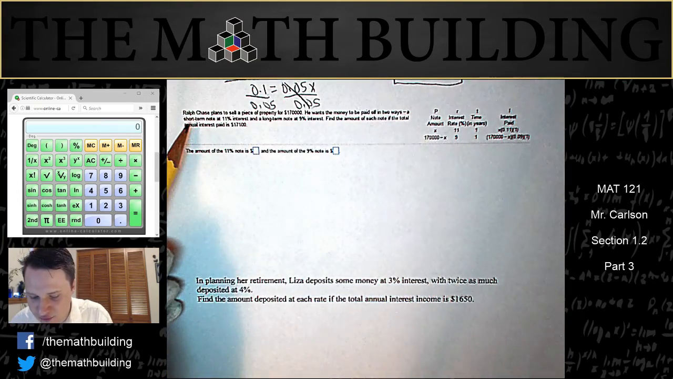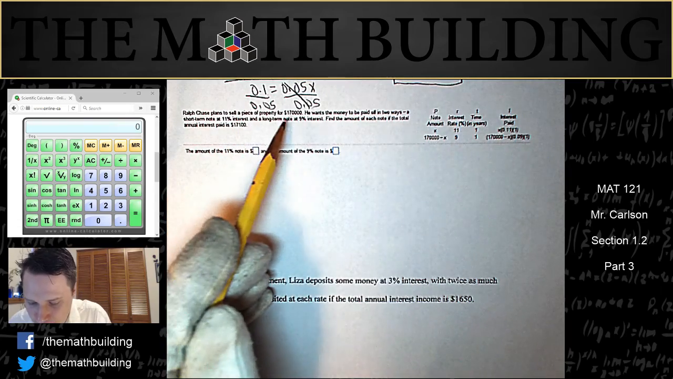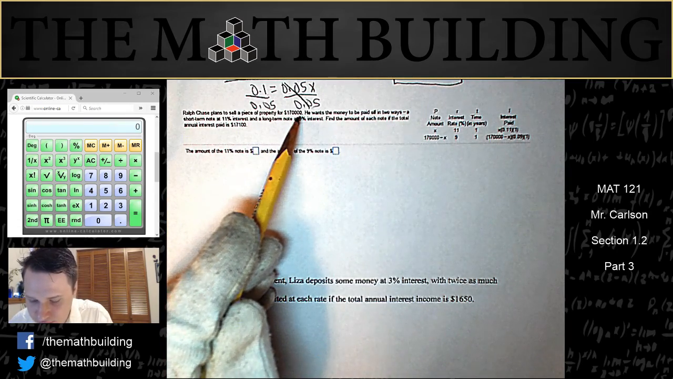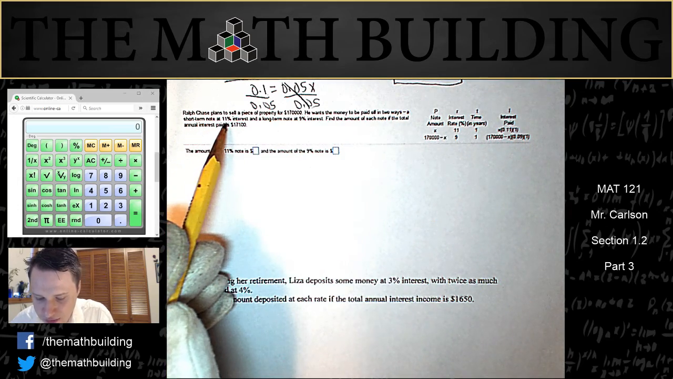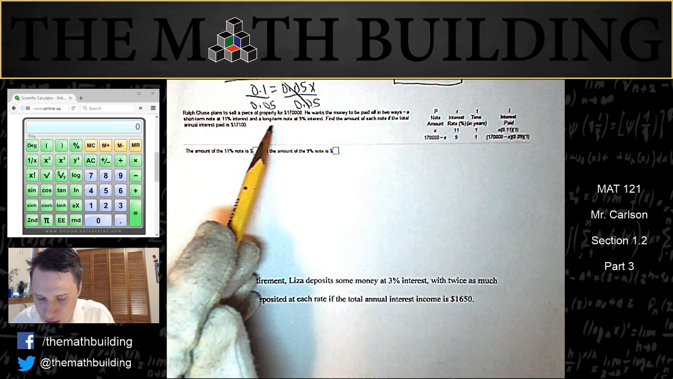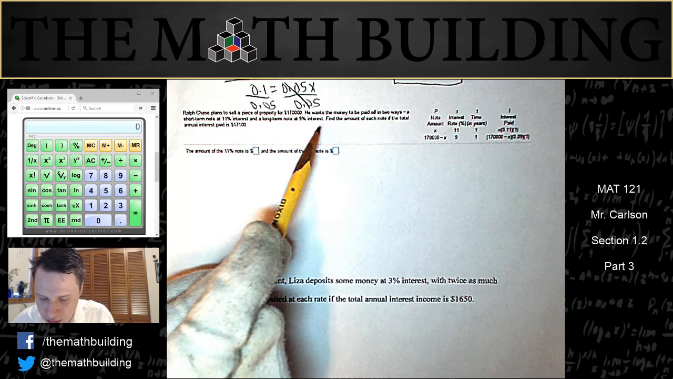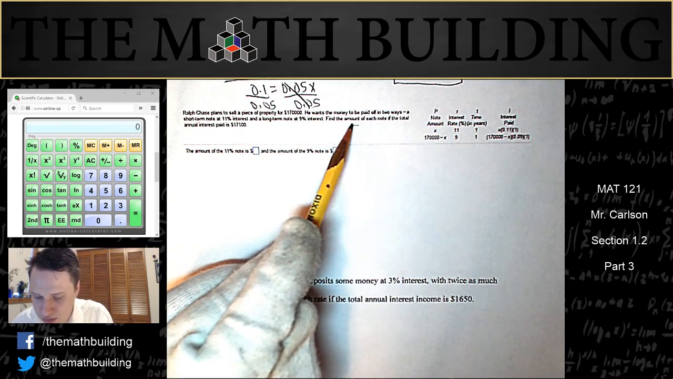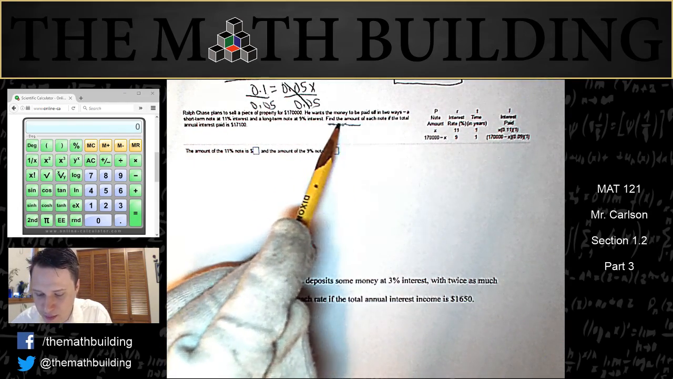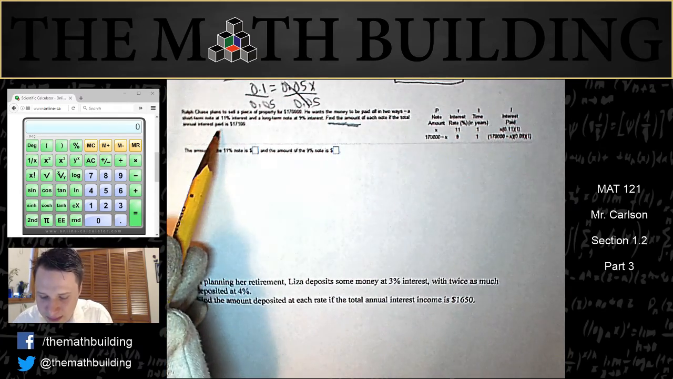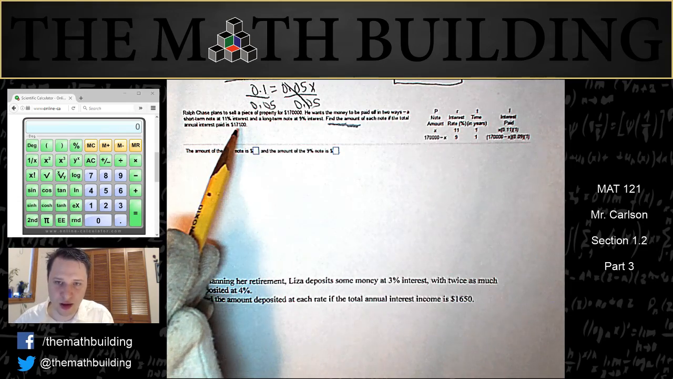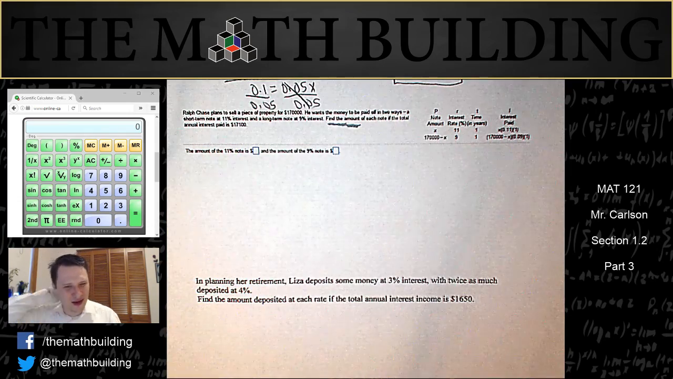Let's read it. It says Ralph Chase plans to sell a piece of property for $170,000. He wants the money to be paid off in 2 ways, a short-term note at 11% and a long-term note at 9% interest. Find the amount, you should underline that, that's the number we're trying to figure out, of each note if the total annual interest paid is 17,100. So that sounds like it could be really bad, but it's actually not so bad.